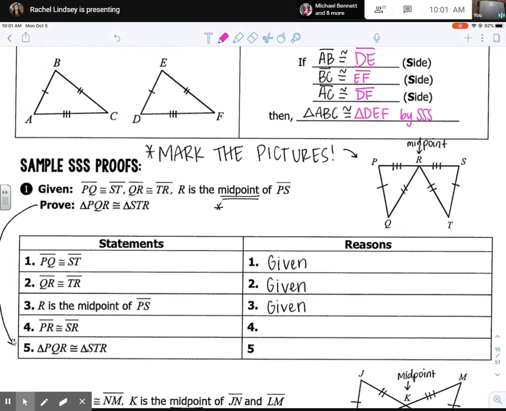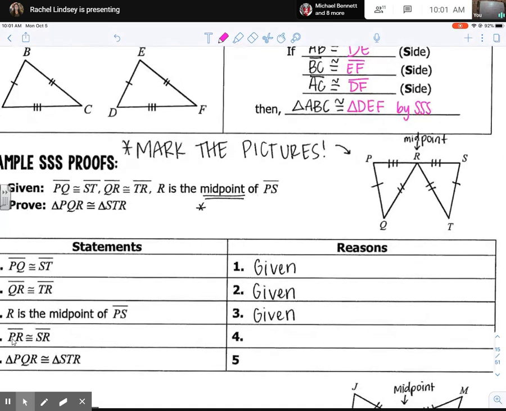So with these, you're always given a picture. I've already marked this one, but you're always going to have to mark your pictures, okay? So I went ahead and marked PQ congruent to ST, marked QR congruent to TR. And then I know that R is the midpoint of this whole line. Mid means it's in the middle, right? So that means it's splitting it in half, so these 2 parts are congruent because that's the midpoint. So I could mark those 2 parts congruent because of that.